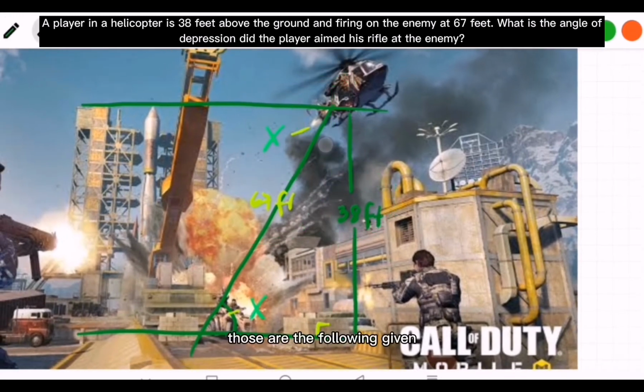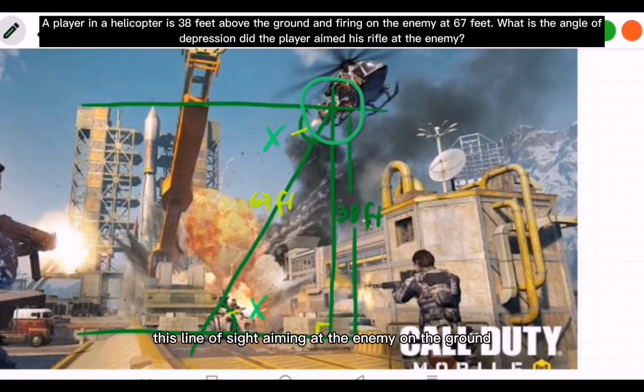Okay, so those are the following given. We have a player on the helicopter who has this line of sight aiming at the enemy on the ground. So our task is to find the angle of depression by the given following values. Given the height of the helicopter above the ground, which is 38 feet, and the distance where the player is firing his rifle to the enemy, which is 67 feet.